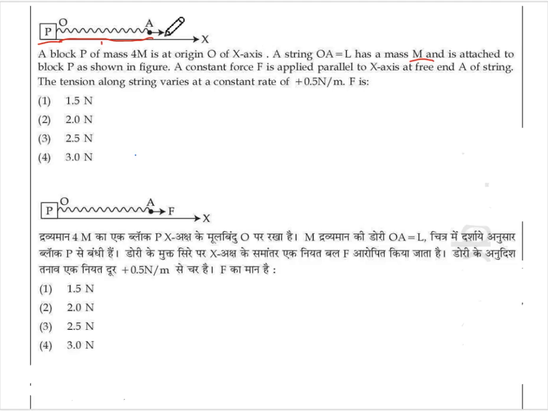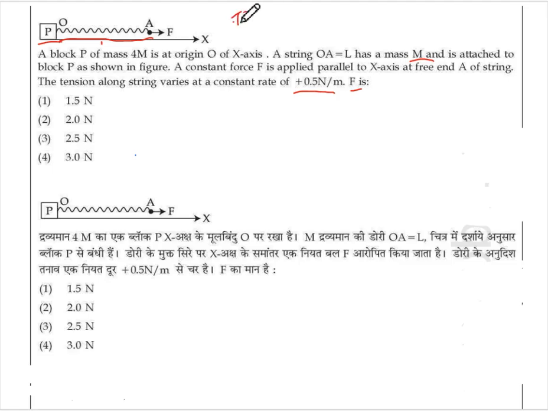If a force F is applied on the block parallel to the x-axis as shown in the figure, find the force. The tension along the string is applied at a constant rate, 0.5 m Newton per meter. Then we have to find what is the force applied. Okay, so let us first find out the total mass of the system.